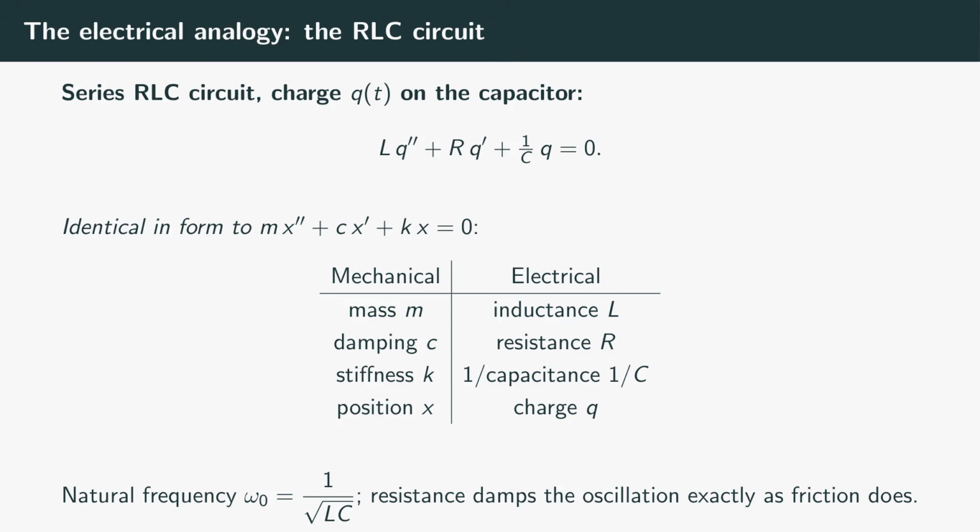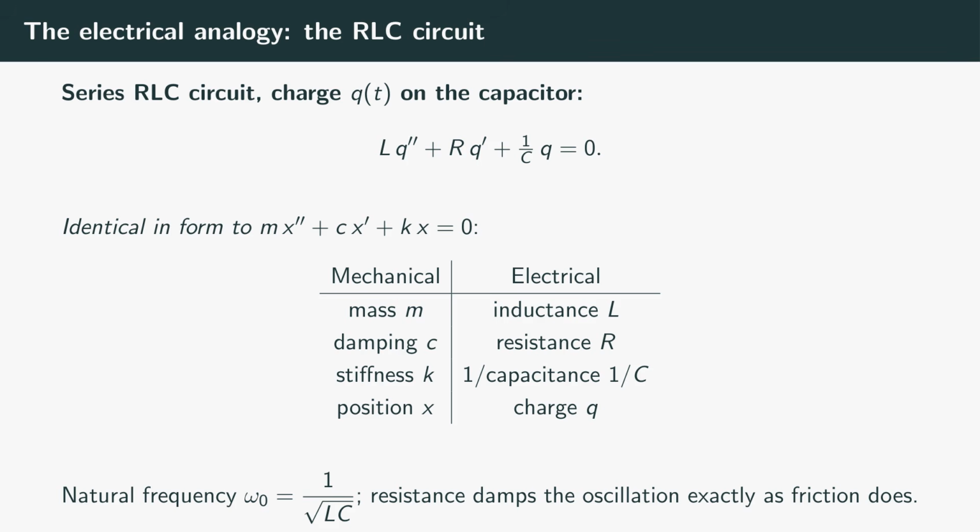Here is the payoff that makes this episode count twice. Take an electrical circuit with 3 components in series, an inductor, a resistor, and a capacitor, and let Q of t be the charge stored on the capacitor. Kirchhoff's voltage law gives L times Q double prime, plus R times Q prime, plus 1 over C times Q equals 0. Look at that equation.